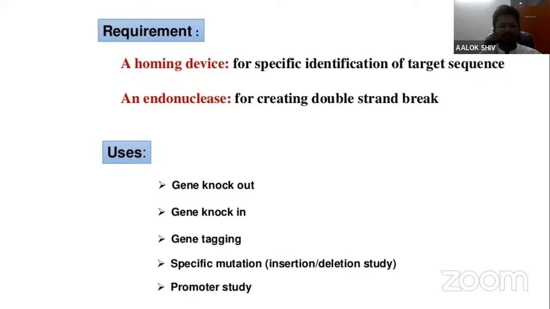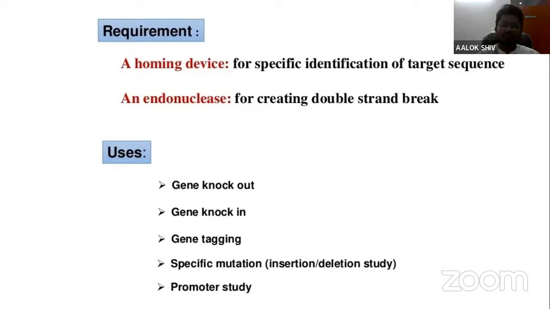So what are the different uses of gene editing? Gene knockout. You can completely eliminate the particular gene you don't want. Say, for example, a particular gene which is causing an abrupt phenotype in a plant or in any animal, or it is causing a particular disease. With the help of genome editing, you can knock out that particular gene so that you are not going to get the same phenotype in the next generation.